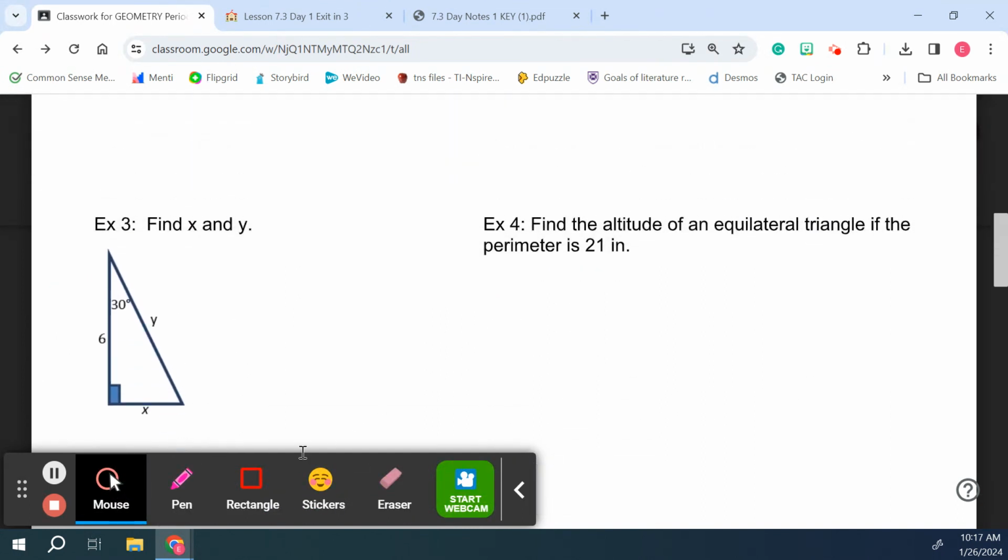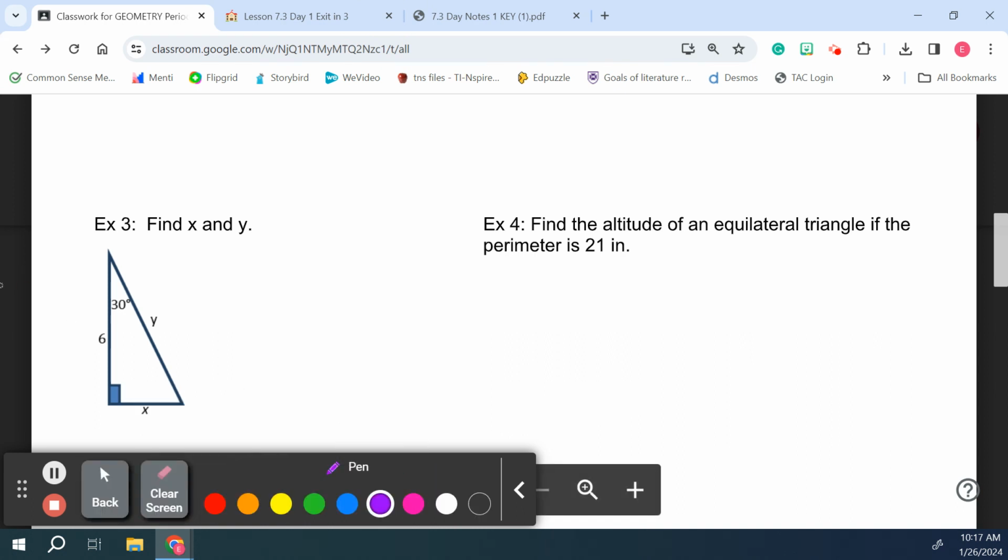So again, the short leg here is x, but we are given the long leg. The long leg is the short leg times the square root of 3. So I'm going to take this, equals x times the square root of 3, and I need to solve for x.